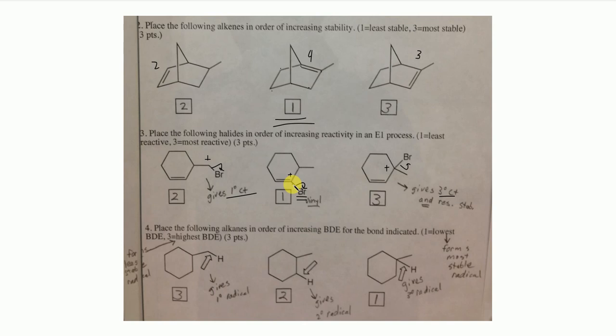This is something you should know from the last exam, but I'll just read it. Place the following alkanes in order of increasing bond dissociation energy. Bond dissociation energy is homolytic cleavage. What that means is it will have an even splitting of a bond, and each atom that was participating in that bond gets one electron from the original bond. So that's homolytic cleavage. That's what bond dissociation is.